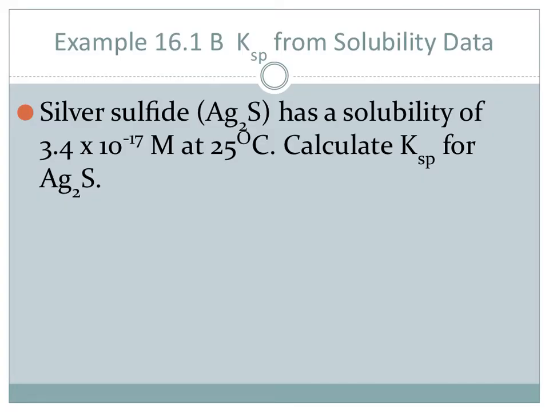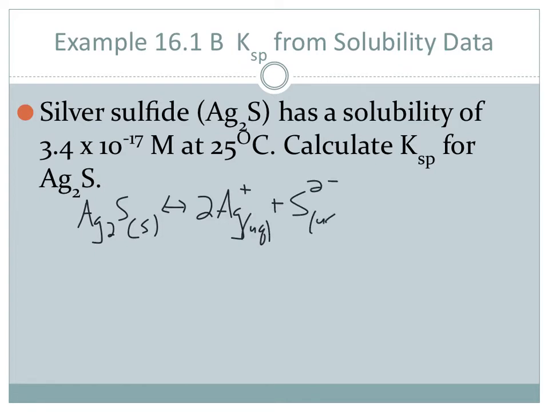So here we get one type of Ksp math problem. Silver sulfide has a solubility of 3.4 times 10 to the negative 17th at 25 degrees, which they all will be. Calculate Ksp. Okay, so our Ksp reaction, we have silver sulfide, solid, turning into 2 silvers and a sulfide, aqueous. And we're always going to get aqueous ions. The Ksp expression is going to be silver squared times sulfide, which I'll show in a moment.